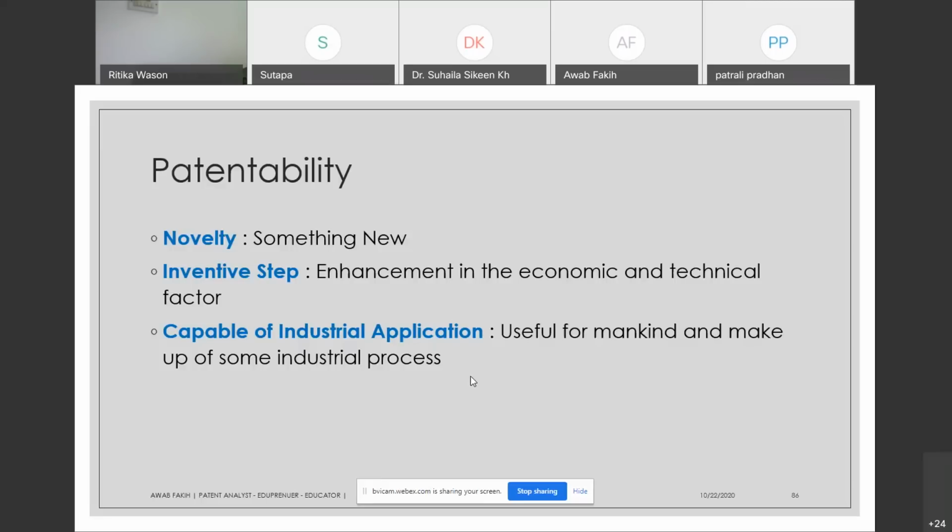So my question to the amazing audience over here: can we patent the product which is made by team B? Yes or no? What is your answer? I hope you have understood the situation. So the question to you is, can we patent the product which is made by team B? Yes or no?